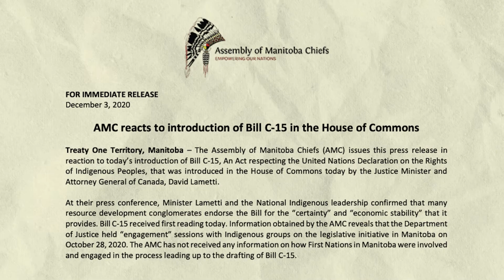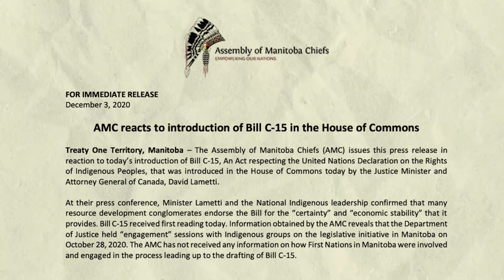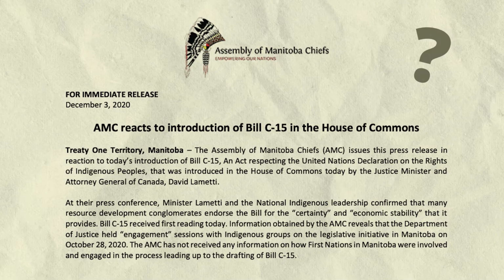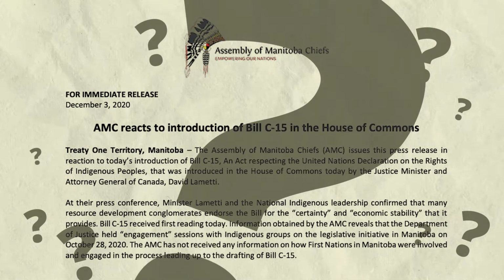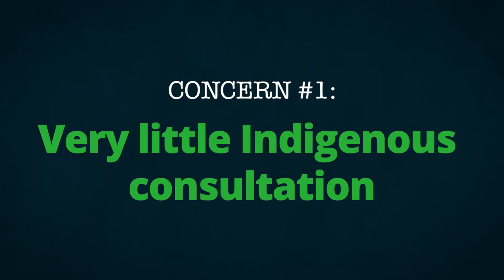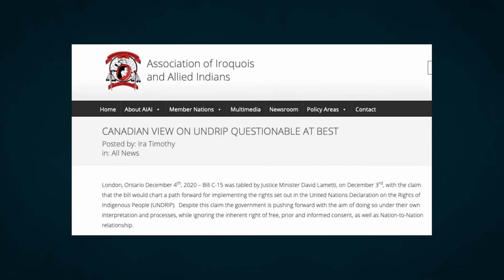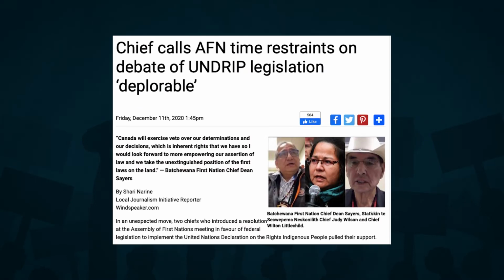Although almost all Indigenous peoples support the declaration and its principles, there has been concern over the federal legislation and the process. First, there is very little Indigenous consultation ahead of the bill. The federal government mostly worked with the 3 national Indigenous organizations, but individual nations had limited chance to provide input. This led to many First Nations speaking out against the process, and the Assembly of First Nations not being able to pass a resolution in favor of C-15 at its winter assembly.